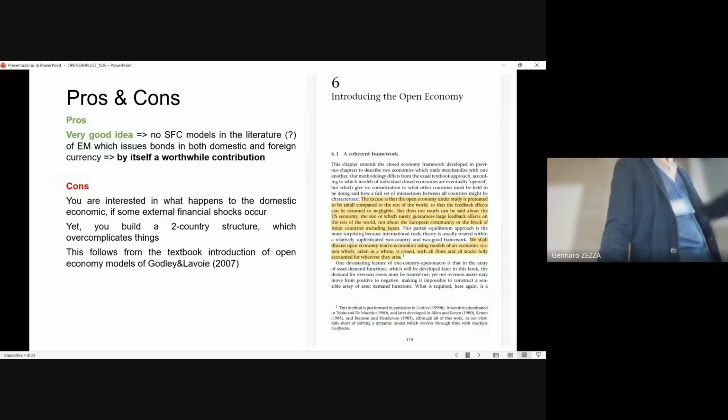She is doing a thesis on currency hierarchies with a focus on South American, Latin American countries. So she wanted to make a stock-flow model of an open economy, a small open economy in Latin America that was issuing bonds in both domestic and foreign currency. What she was interested in was the impact of external factors on the domestic economy, such as changes in interest rates or liquidity preference, and so on and so forth.